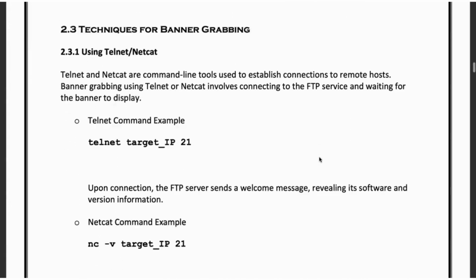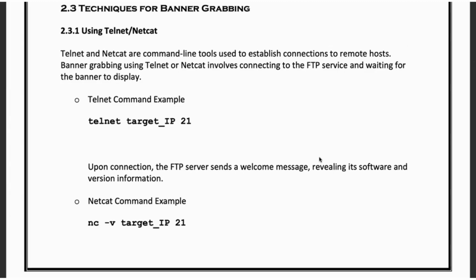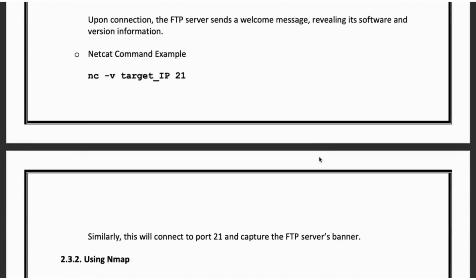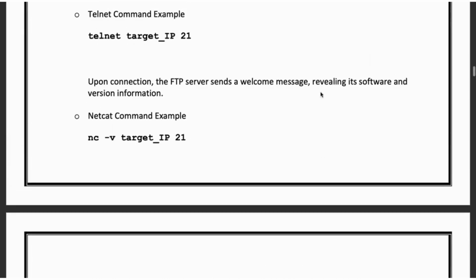So we have two tools available, and I will show you in my lab. First is Telnet. You can easily launch the command telnet with your target IP and port number 21. This is a simple command. If you want to use netcat, then you can type nc space -v for verbosity, the target IP, and then port number 21. Telnet basically shows a welcome message revealing its software and version information if your connection is successfully initiated. Netcat also connects to port 21 and captures the FTP server banner. So let's first check these two methods, and then we will move further.